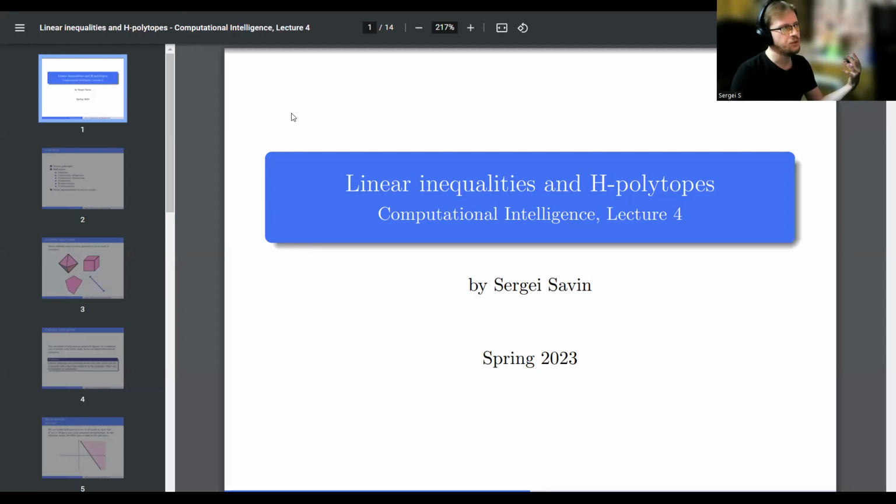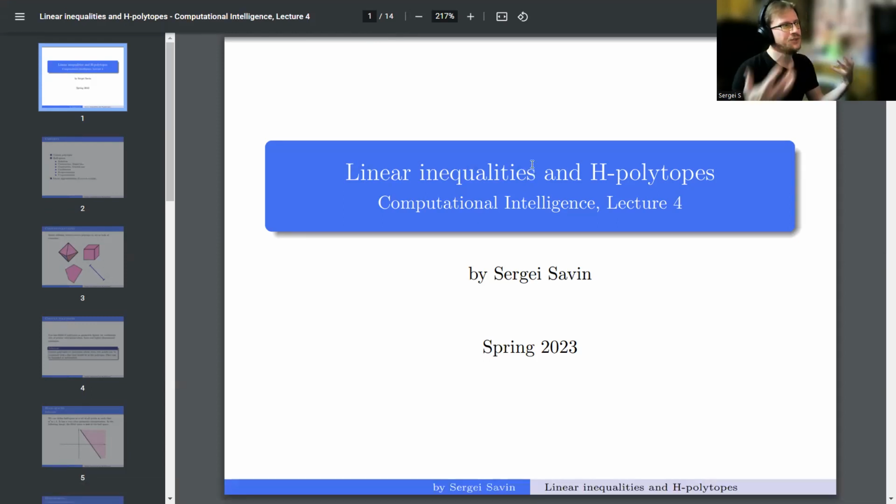Now, I want to be a little bit more specific about how to work with those domains. So what we want to do here is start working with H polytopes, which are convex. They would allow us to form domains of our problems. A lot of our problems' domains would look like H polytopes. Those are formed by linear inequalities.